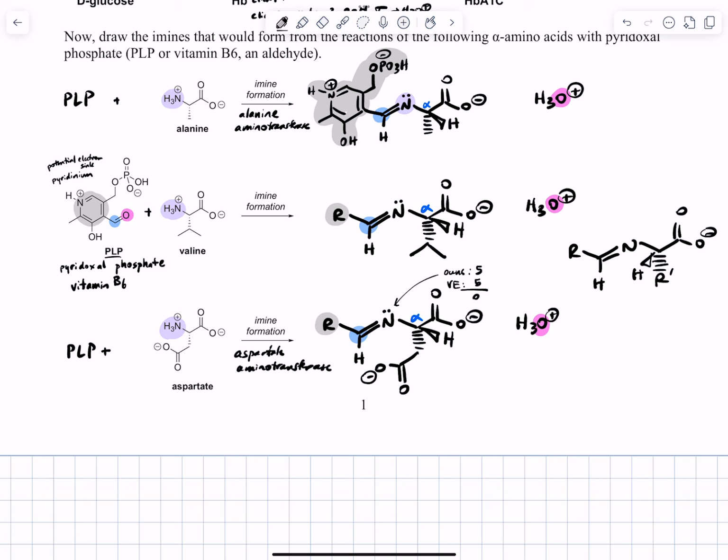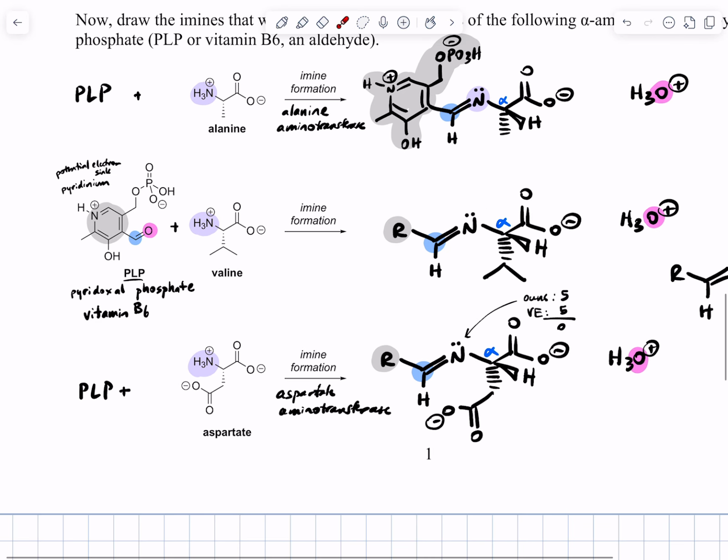I'm not actually sure what the valine enzyme is called, and I'm not going to ask you to name the specific enzymes anyway, though I do want you to know that it's an aminotransferase that does this. By the way, that name should indicate that the amino group is going to go somewhere. It's not anywhere yet. It's just been tied up as an imine, but that's the first step. Okay.